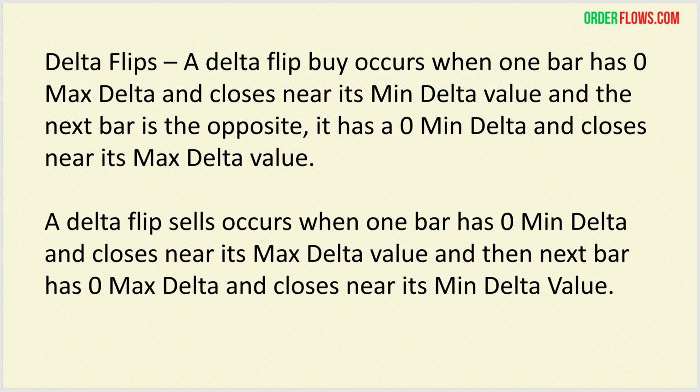Now, okay, so a delta flip buy occurs when one bar has 0 max delta and closes near its min delta value, and the next bar is the opposite. It has a 0 min delta and closes near its max delta value. And a delta flip sell occurs when the opposite is true. One bar has 0 min delta and closes near its max delta value, and then the next bar has 0 max delta and closes near its min delta value. This is why I talked about max and min delta in a previous lesson, so you can understand its importance and what it is, so that you can use it in this lesson to find the delta flip.